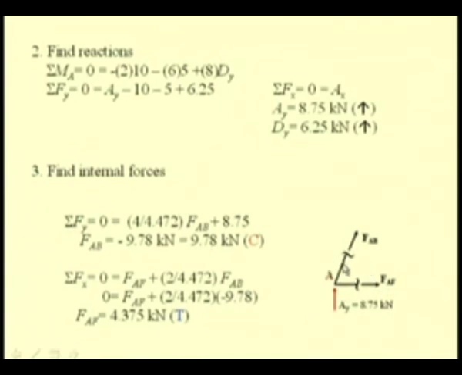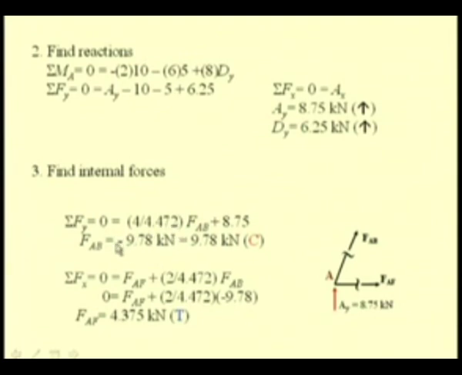From this free body diagram, we can write the 2 force summation equations, that is summation of all vertical components should be 0 for equilibrium and summation of all horizontal components should be equal to 0. Summation of vertical components is the vertical component of force in AB, that is FAB sine of this angle, that is the angle between the member AB and AF, which in this case from the geometry is 4 by 4.472. So, FAB sin theta plus the vertical component of reaction, that is AY, which is 8.75, should be 0, which gives that FAB should be equal to minus 9.78 kilonewton.